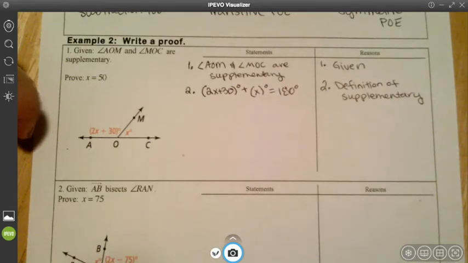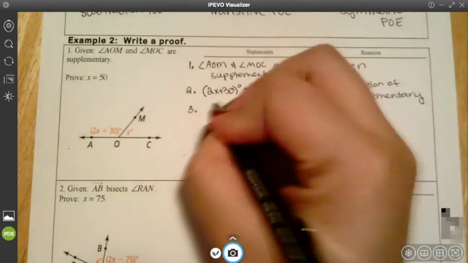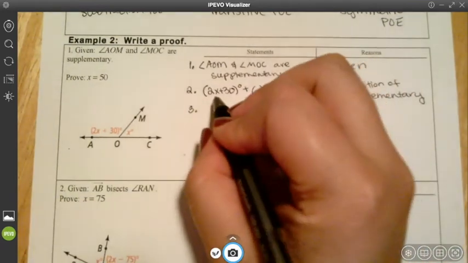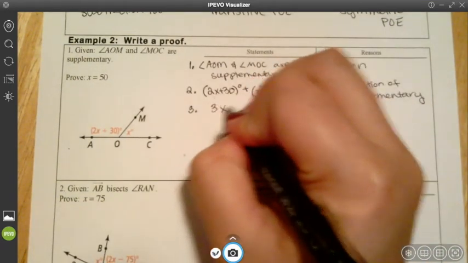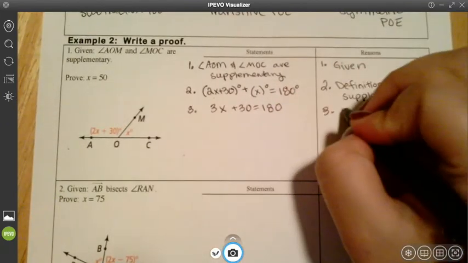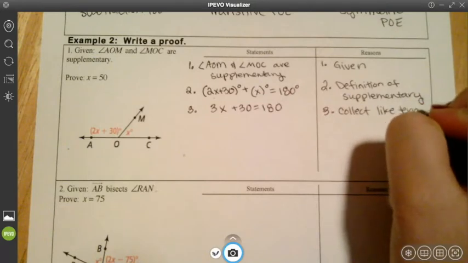So then what can we do from there? Well, our third step, if I was solving this, my next step would be to collect like terms. So here we have 2x plus x is 3x plus 30 equals 180. That is collect like terms.